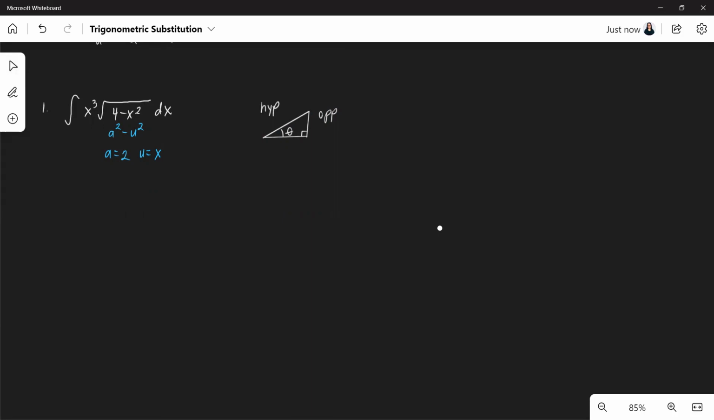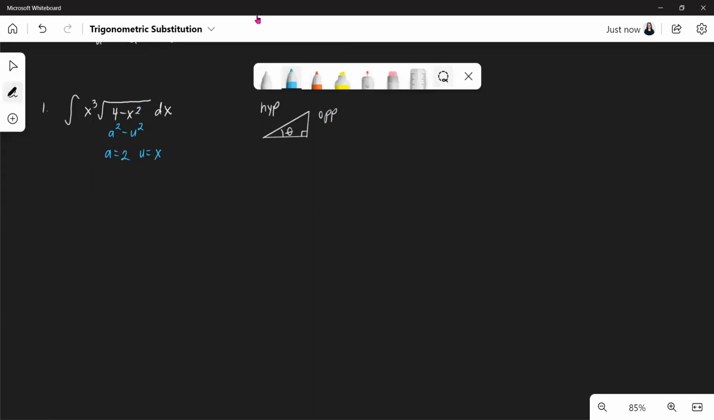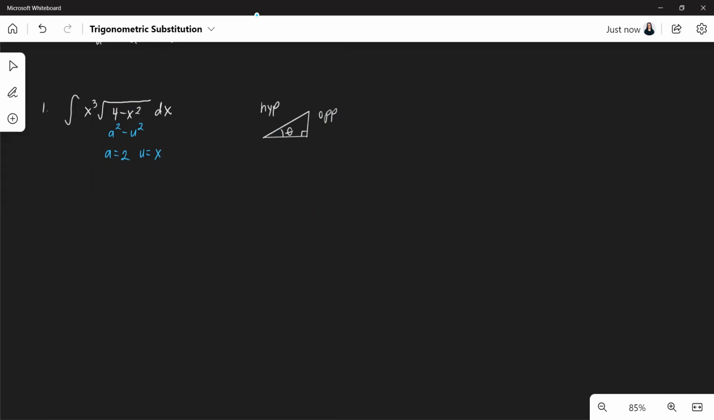So you analyze, okay, so it should be 4 minus x squared. Meaning the hypotenuse must contain the square root of 4, and the opposite side of the triangle must contain the x. So therefore, the hypotenuse is 2, and the opposite side is x. Meaning the u.